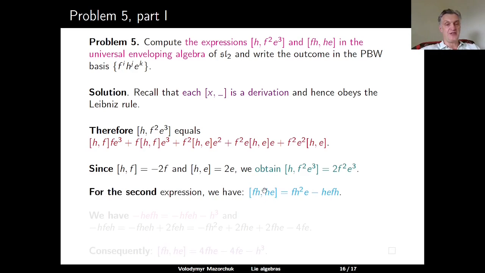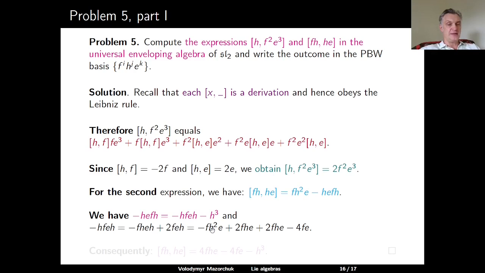The bracket of fh and he is equal to fh squared e minus hefh. So the first element is already in our PBW basis, so we need to compute the second one. Minus hefh, we swap e and f. So this is equal to minus hfeh minus h cubed. H cubed is fine, so we compute minus hfeh. Minus hfeh, we swap h and f, is minus fheh plus 2 times feh.